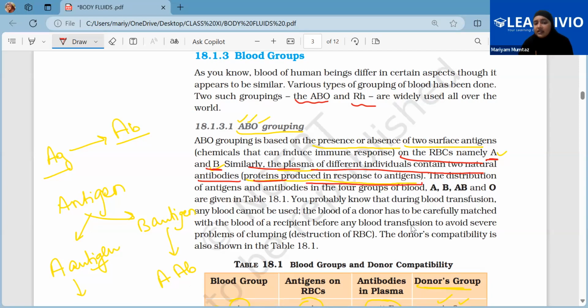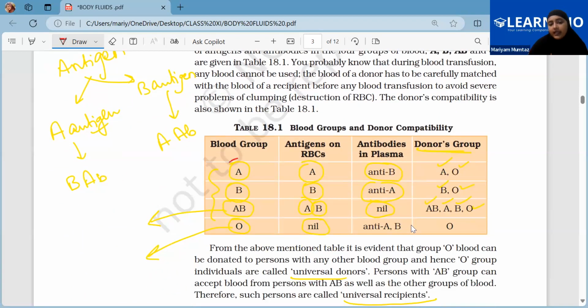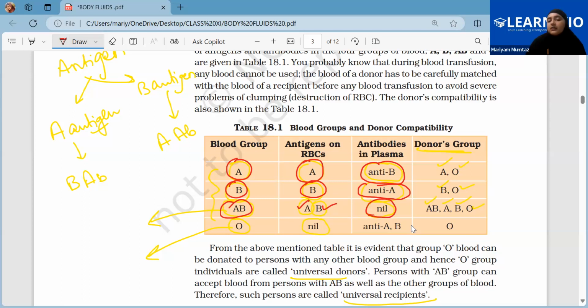The distribution of antigen and antibody is given here. For example, if it is blood group A, it will have antigen A, but will have anti-B antibody. Blood group B will have antigen B, but it will have anti-A antibody. Then there is blood group AB. It has the antigen for both, antigen A and antigen B, but it will not have any antibody, meaning no antibodies will be produced against any of these because both the antigens are present on one RBC.